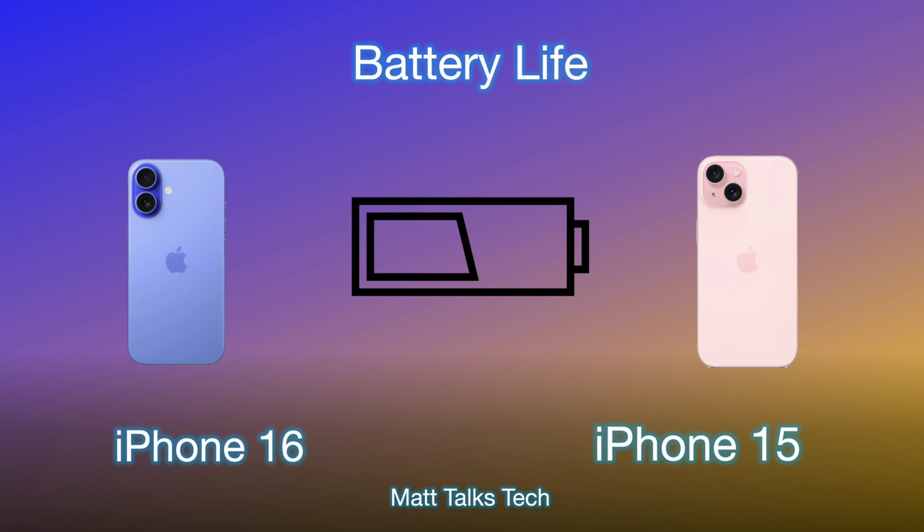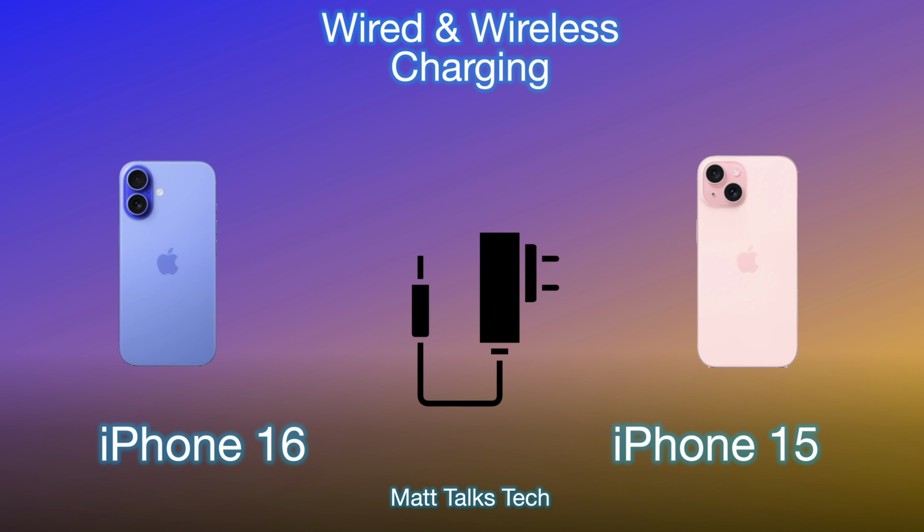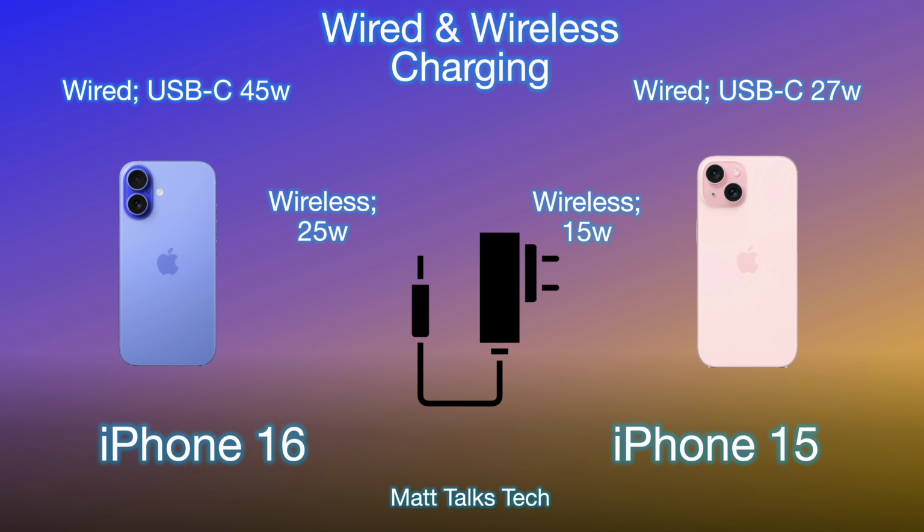And like I said, the actual battery sizes are slightly different here. The iPhone 16 has a 3,561 milliamp battery, whereas the iPhone 15 has a 3,349 milliamp battery inside of it. But then moving over to wireless and wired charging, well, there's a big difference here too.